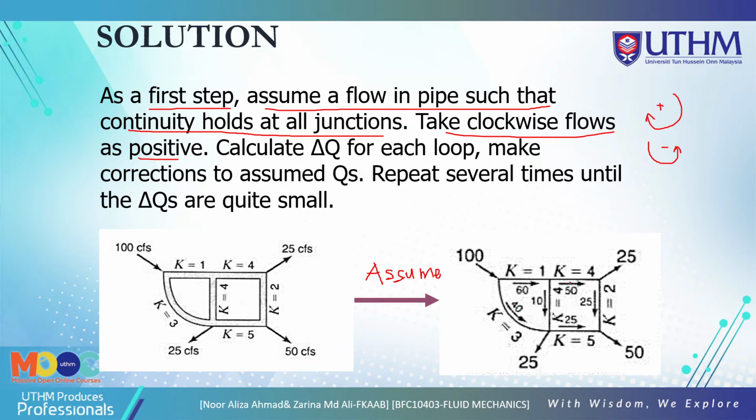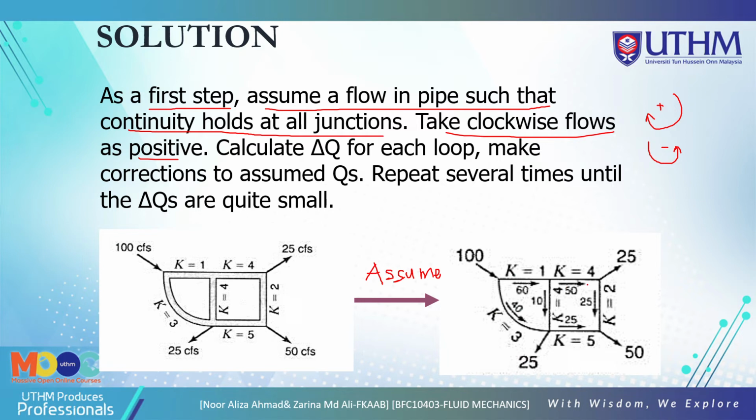Now look at this one. The outlet here is 25, and this pipe is 50, and this is 60. The 60 inlet splits out into 50 and out into 10. If you add 50 plus 10, you get the same 60 here. Now look here: this is 50, so the outlet is 25, and this also has an outlet of 25.